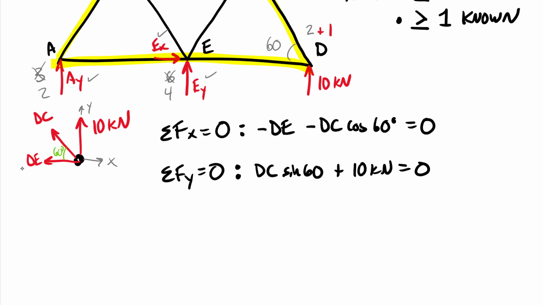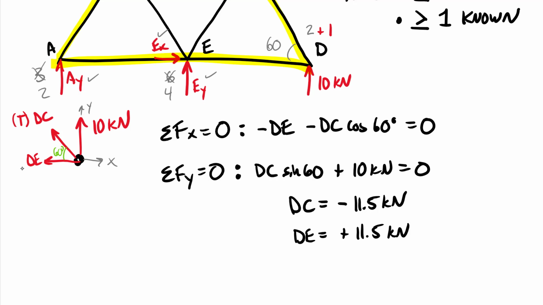And so I have one unknown in the bottom equation. I can find that DC is equal to negative 11.5 kilonewtons. Plugging that into the top equation, I find out that DE is equal to a positive 11.5 kilonewtons. Now recognize when I drew this free body diagram, I assumed that TDC was in tension. I assumed that TDE was in tension because of the direction I drew those vectors. I drew both of them pulling on joint D. We know that tension pulls, compression always pushes.